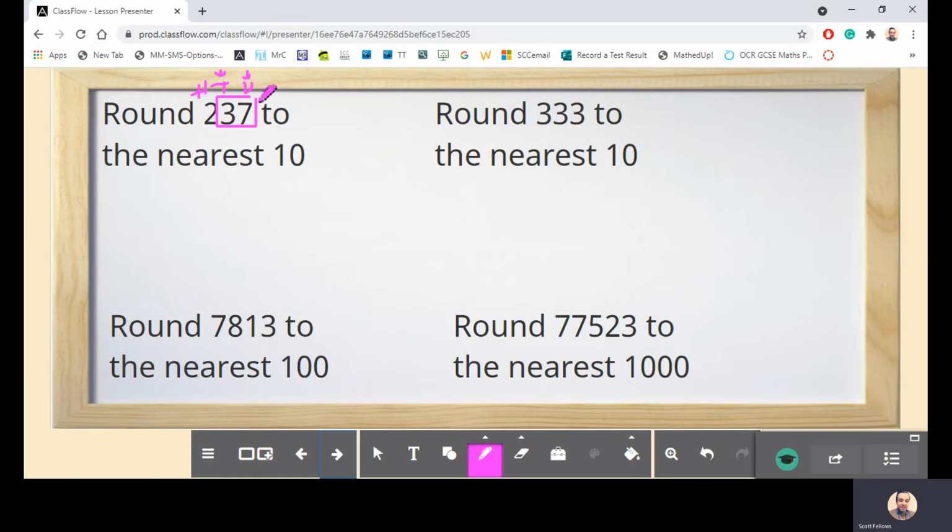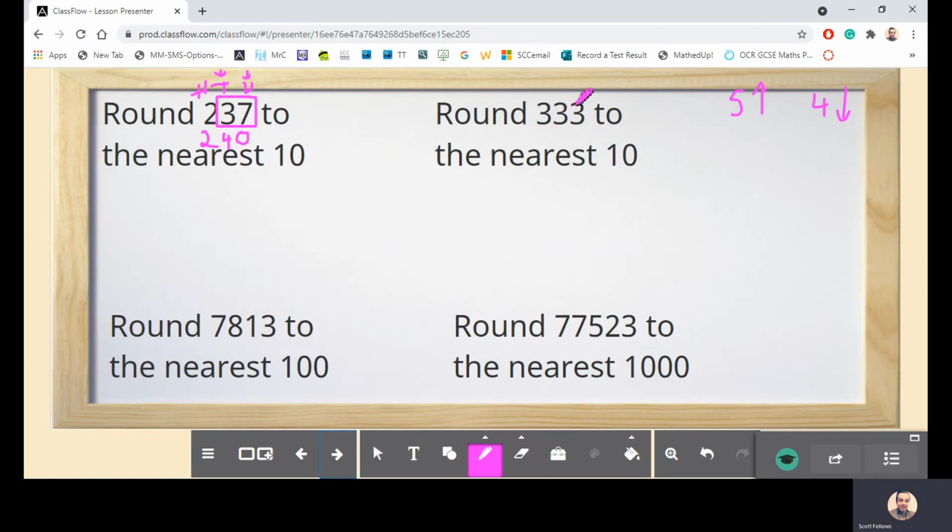Okay, so 37, remember if it's 5 upwards, you move the number up, so you go to the next 10. If it's 4 or below, you keep the number the same. So 7 is obviously above 5, so it's going to go up to the next one. It's going to change this number up one. The 10, so it's going to be 240. Okay, the 7 is more than 5, so it's going to move it up. 37, it's going to round to 40, and the number before will stay the same.